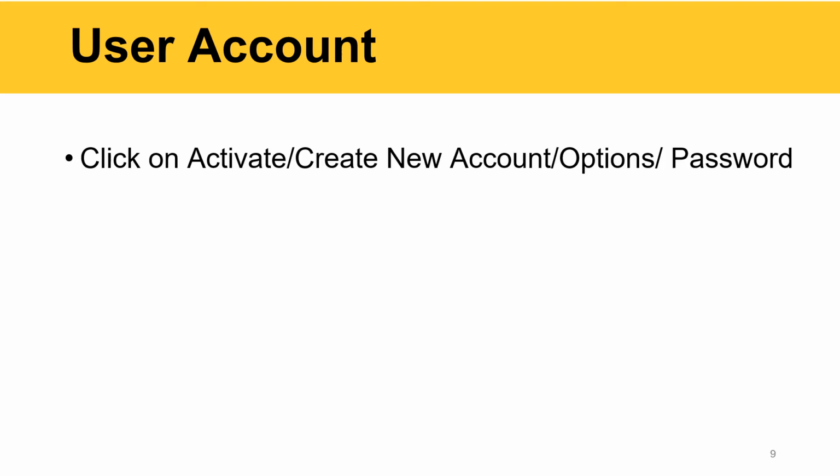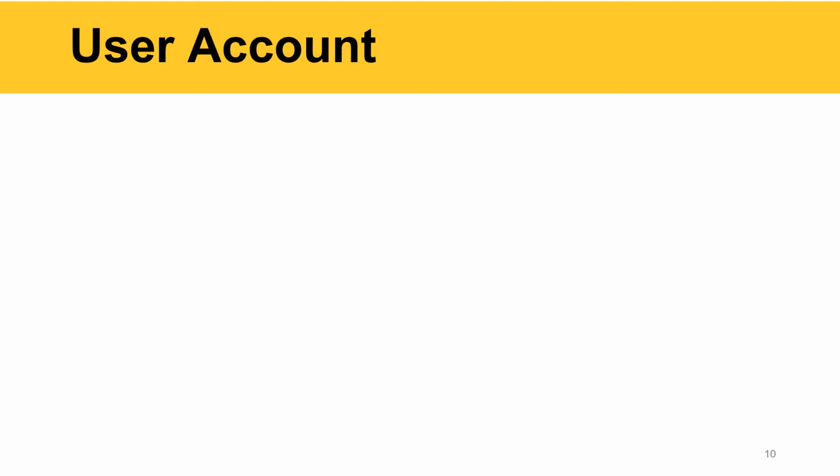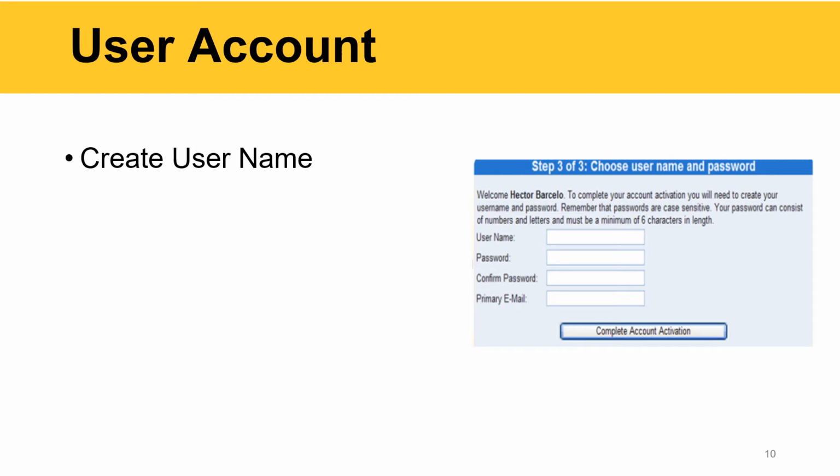Perfect. So now we're going to get into step two. After we clicked on I am a parent, you're going to see a page that says username, password, and then at the bottom underneath login it says activate/create new account/options/password. Once we click on that, you're going to see another window at the bottom right underneath it, and we're going to click where it says activate account. Once we have clicked on activate account, it's going to take us to step 3.